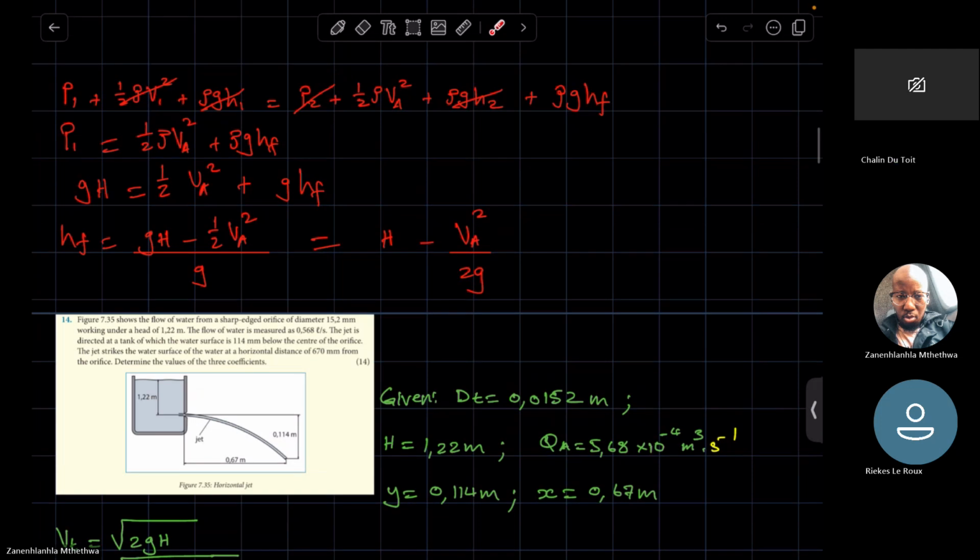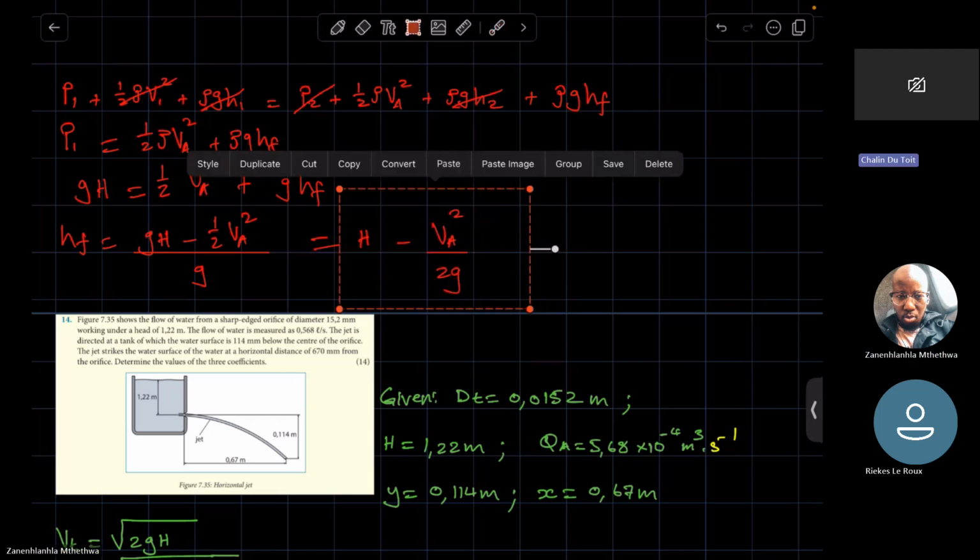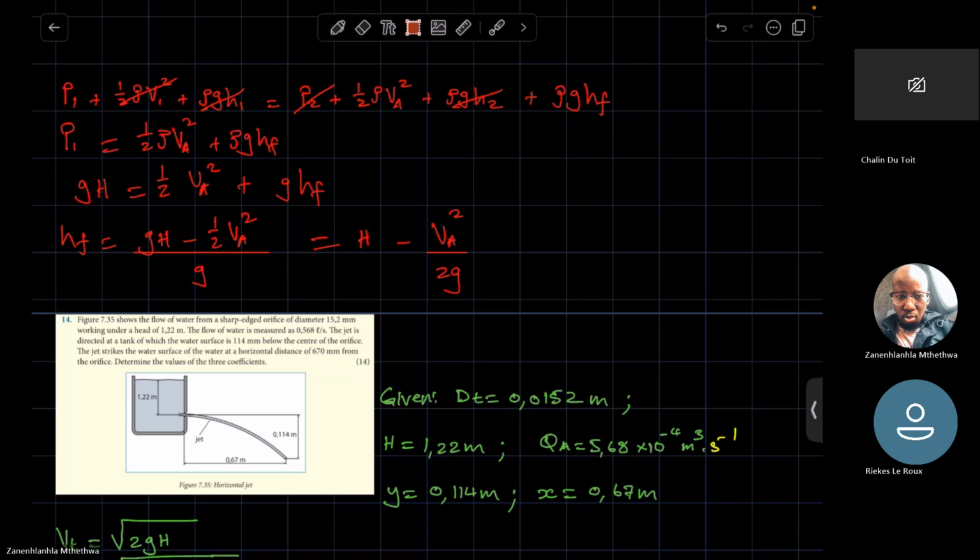Now, when looking at flow through an orifice, when having to calculate frictional head losses, you don't have to apply Bernoulli's, because you know that in applying Bernoulli's, you are going to come to this equation. So you can use this as an equation. HF essentially is equal to H, which is that height or column of fluid above point 1, minus VA squared divided by 2G. So HF is equal to this. You can use this as an equation.